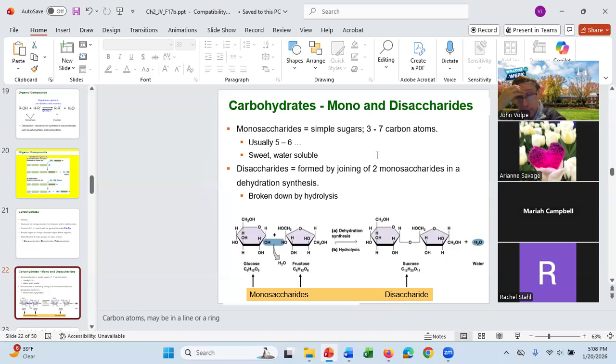The simple sugars are sweet and water soluble. All the monosaccharides are sweet and water soluble. The disaccharides are formed by joining two monosaccharides in a dehydration synthesis. Let me blow this up so you can see it.